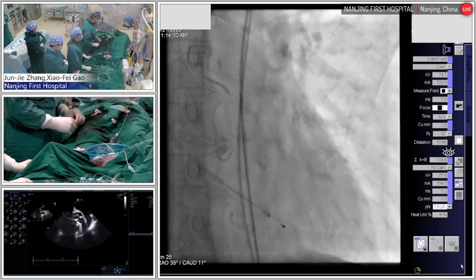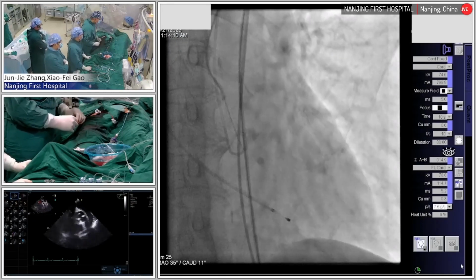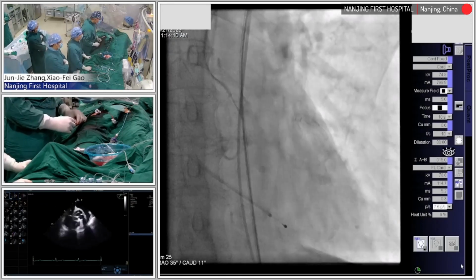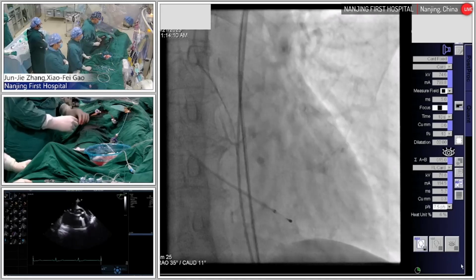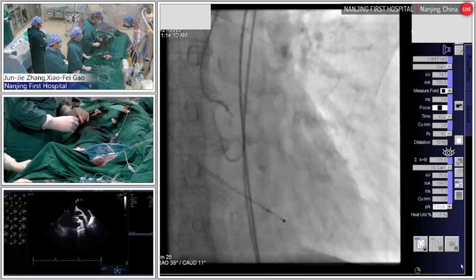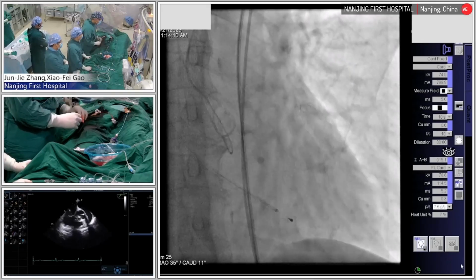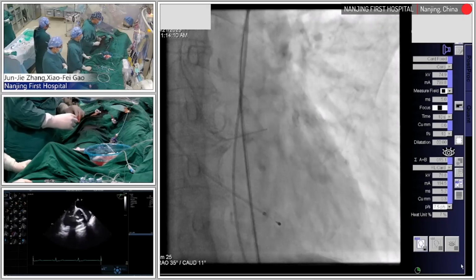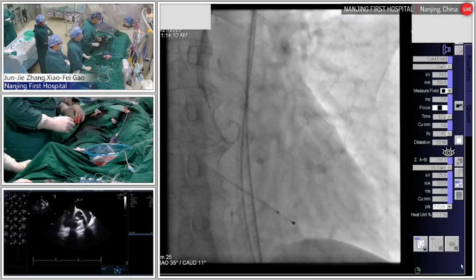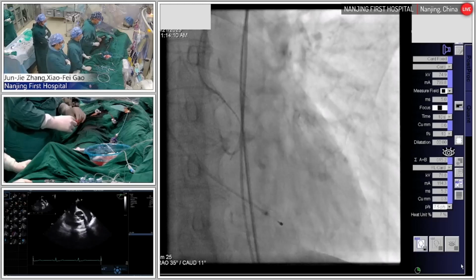We all know this is your team's fourth live case on TAVI in Medstream 360. All these four cases were bicuspid aortic valve. Would you mind explaining why there are so many bicuspid aortic valves in China?